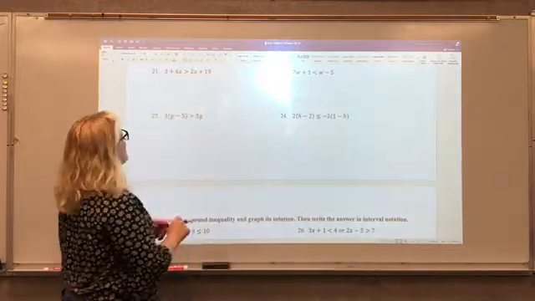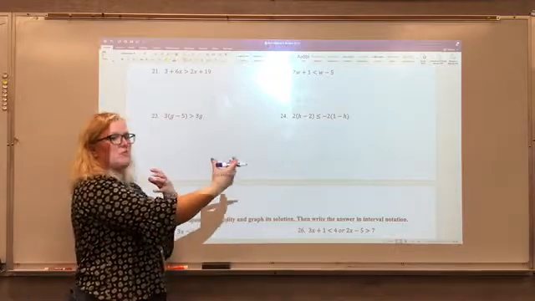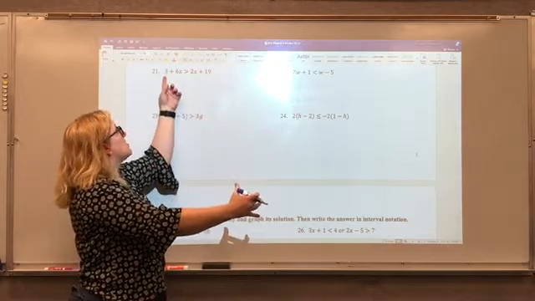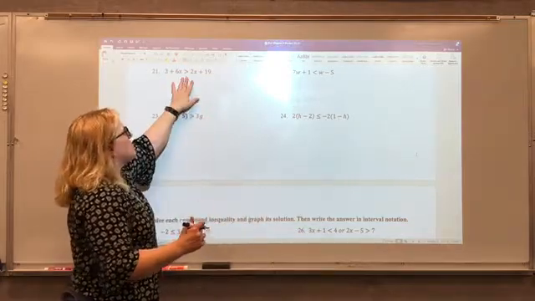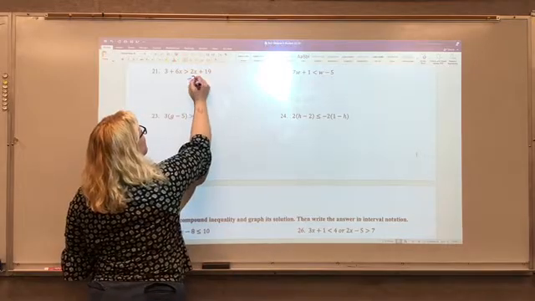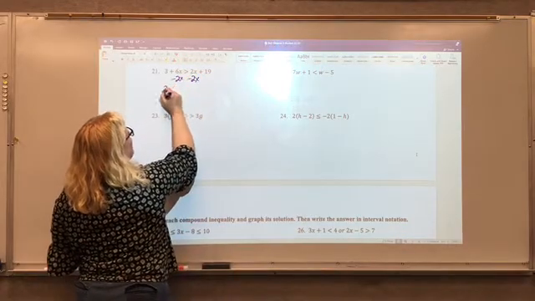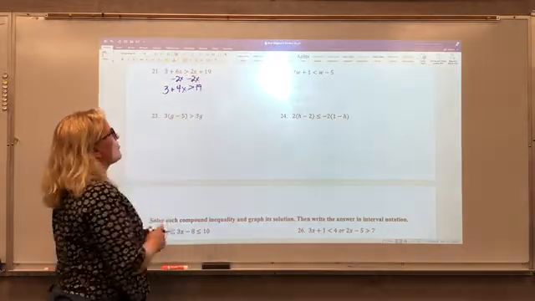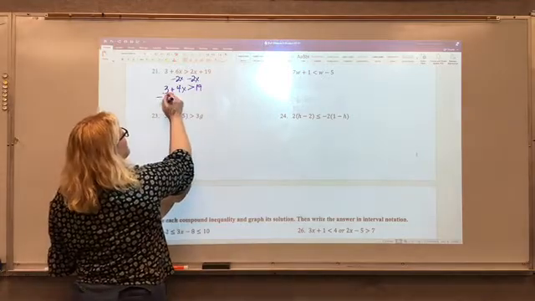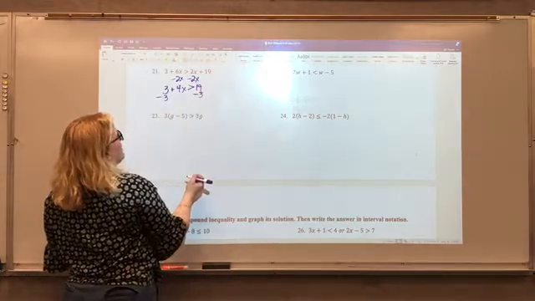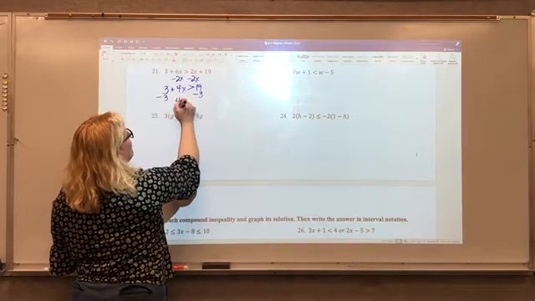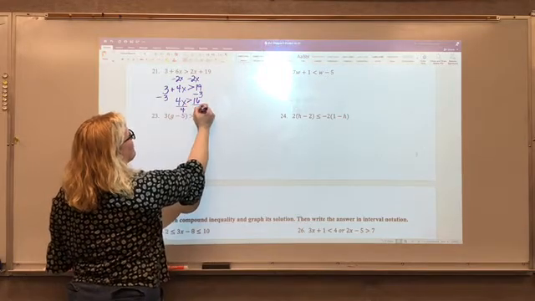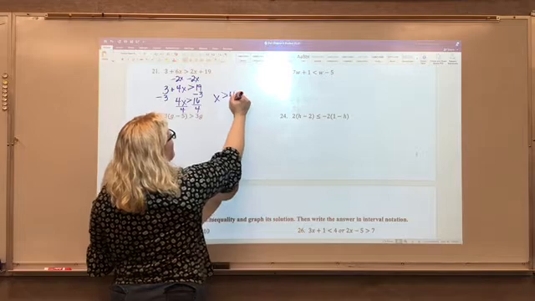All right, number 21. Okay, now we've got variables on both sides. So I need to get the variables on one side and the constants, or just the plain numbers, on another. So I'm going to subtract 2x from both sides. I'm going to do that first. And I get 3 plus 4x is greater than 19. So that got rid of my 2x over here. And now I'm going to subtract 3 from both sides. And we have 4x is greater than 16. And then when we divide by 4, we have x is greater than 4.